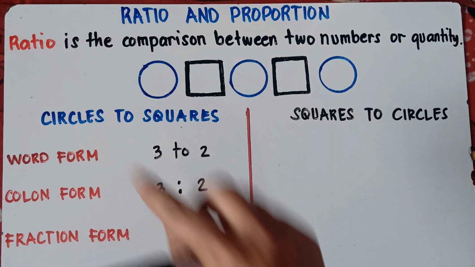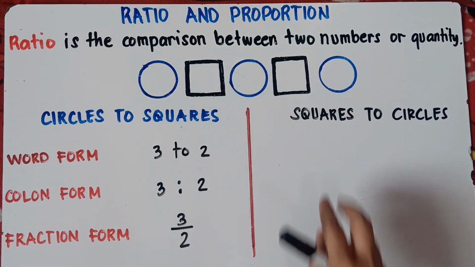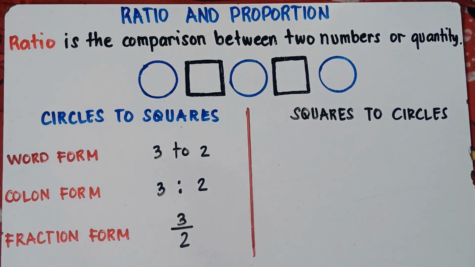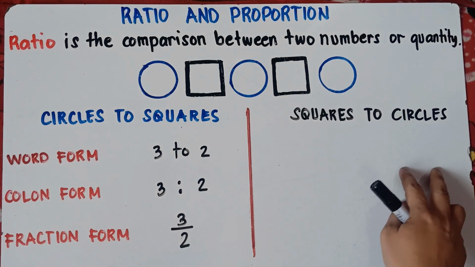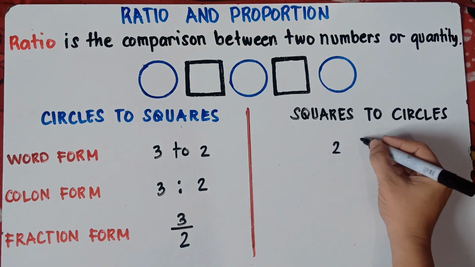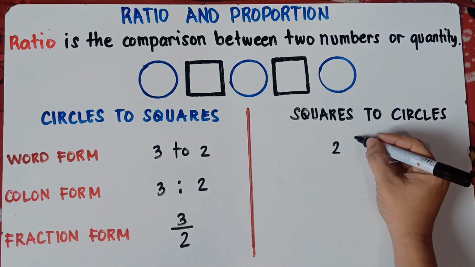Now in ratio, class, you need to be careful with this one because if it says squares to circles, your answer will be different. Why is that, sir? Because squares come first before circles. So if the teacher asks you what would be the ratio of squares to circles, count the number of squares, 2, then circles, there would be 3 circles, 2 to 3.